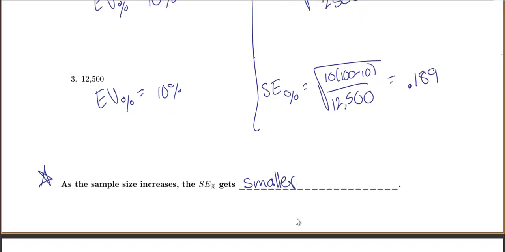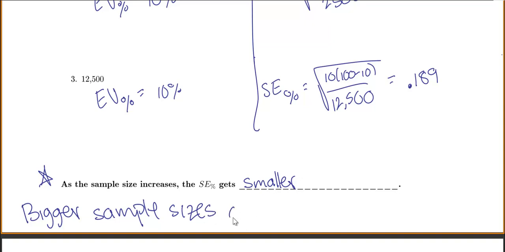That's very important because it means that bigger sample sizes are more accurate. Now, we learned in chapter 19 that that does come with a caveat of if you have a bad sample, making a bigger sample size isn't going to make it any better. But as long as you're using proper sampling techniques, then bigger sample sizes will be more accurate.